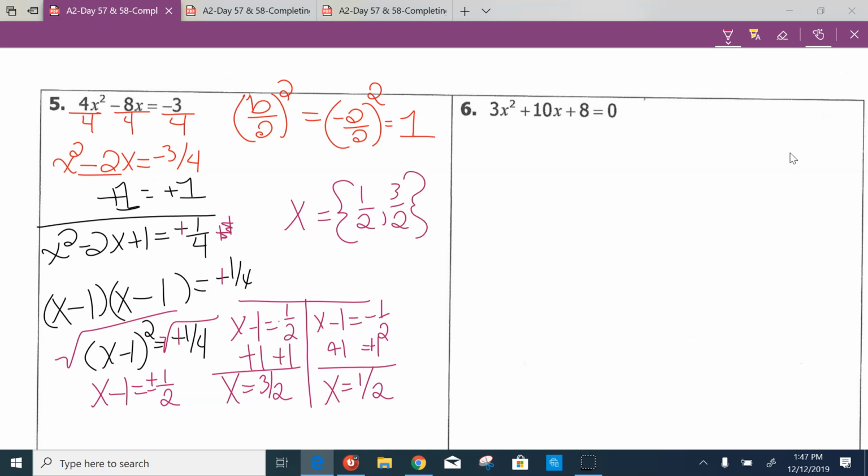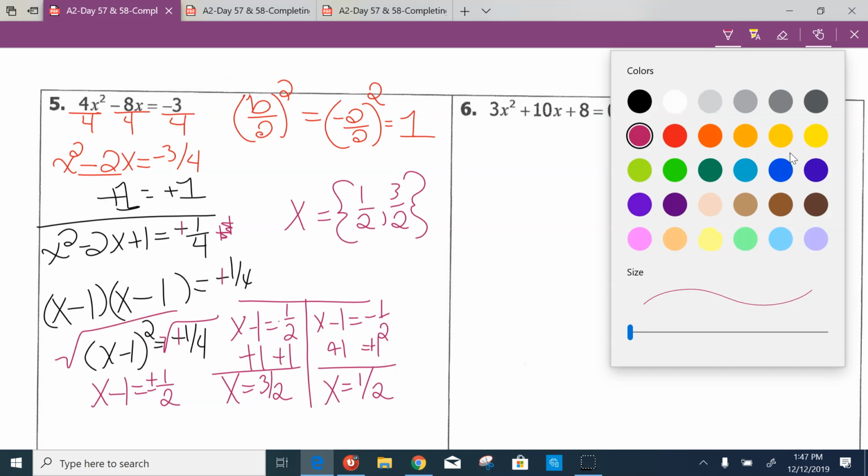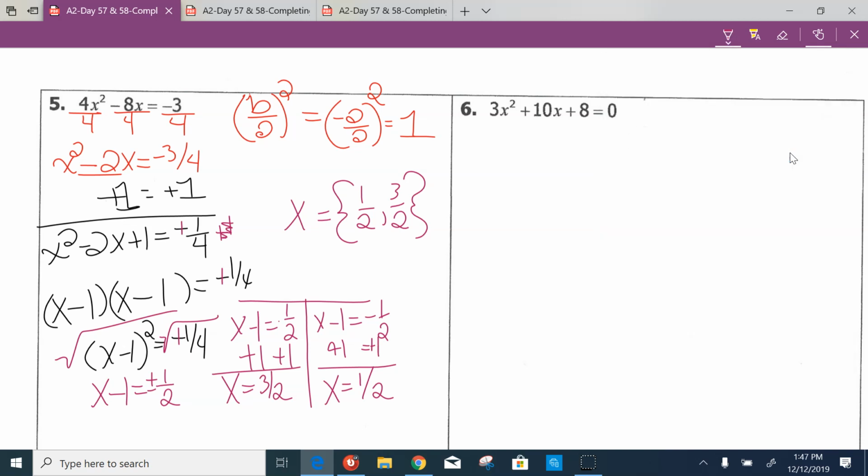Leaving things in fractions makes life a lot easier usually. Moving on to number 6. Now this one requires an extra step. First of all, I noticed that the C value is not isolated on the other side. So I'll first remove it by subtracting it from both sides. So subtract 8 from the left, subtract 8 from the right.